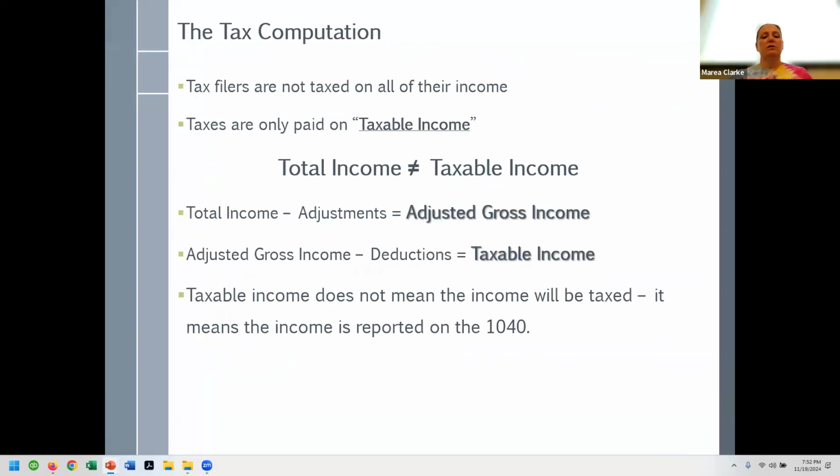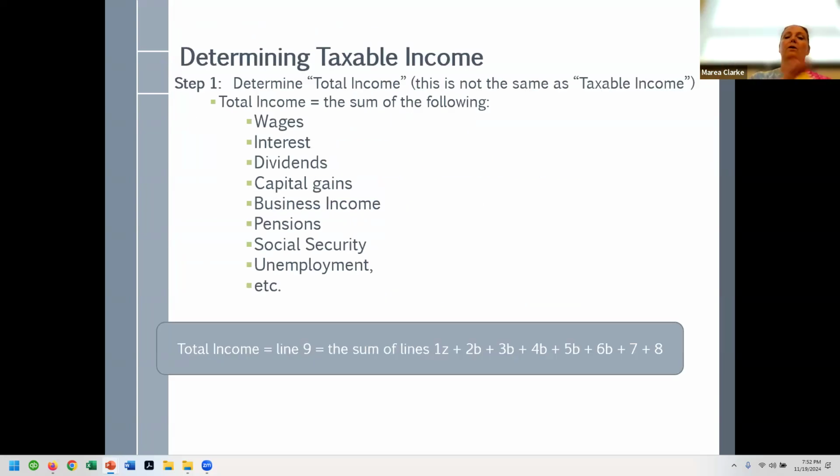Back here to the equations. Okay, so gross income minus adjustments equals adjusted gross income. Adjusted gross income minus deductions equals taxable income. So taxable income does not necessarily mean that the income is going to be taxed. It just means that it's reported on the 1040.